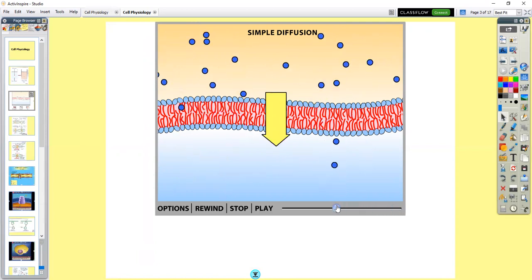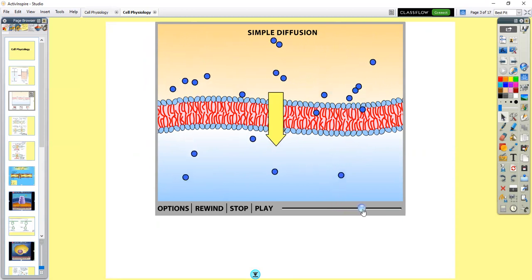Okay, so you can see there the concentration gradient: high concentration above the membrane here, lower concentration below. So there's a large gradient. Let's say you call that 70%, and this is 10% down below. So there's a gradient there of 60%. So that's a large concentration gradient.